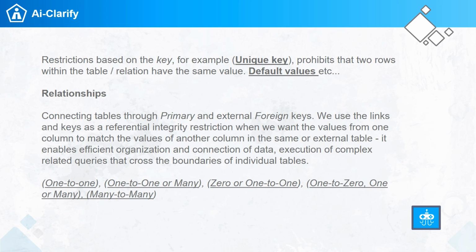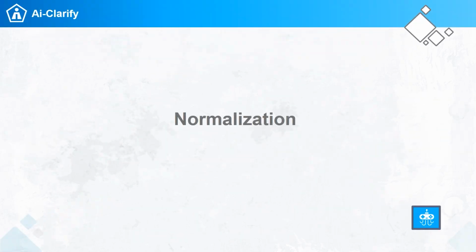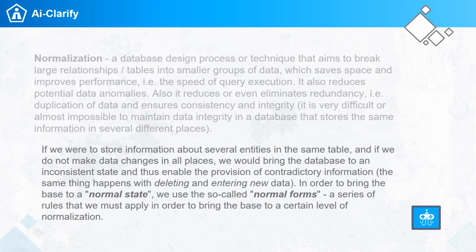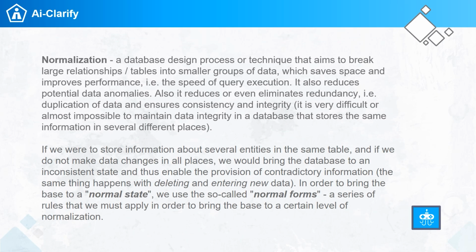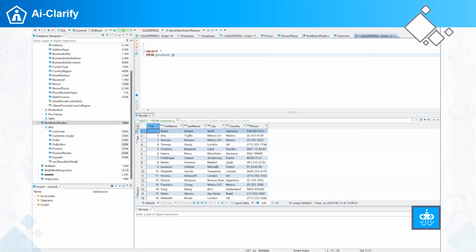Another important thing in database design is normalization. Normalization is a process or technique of designing a relational database that aims to break large relations into smaller groups of data, which saves space and improves performance. It actually speeds up the execution of queries and retrieving of data.